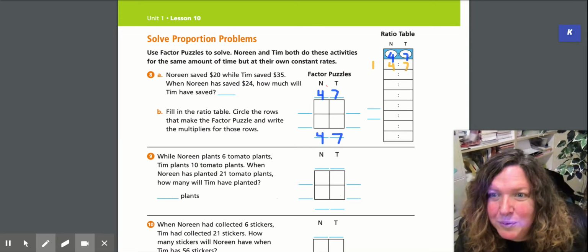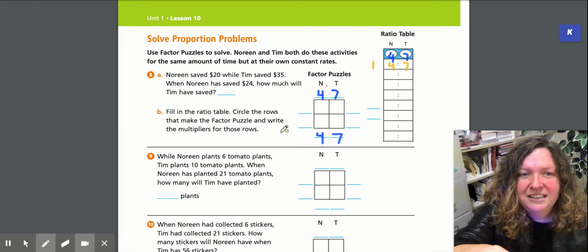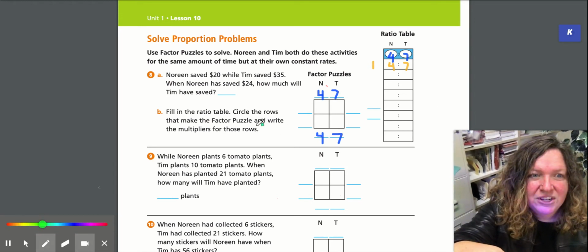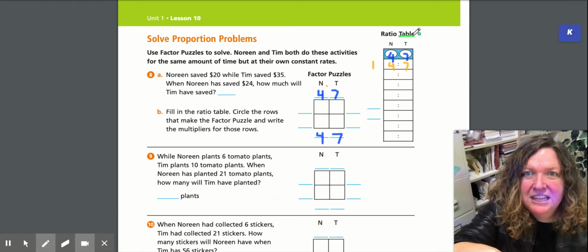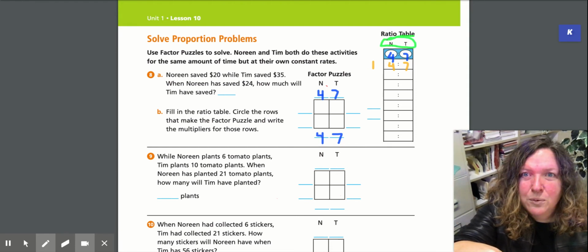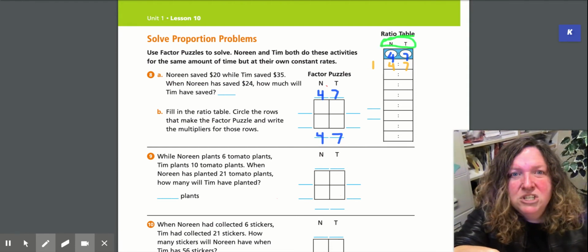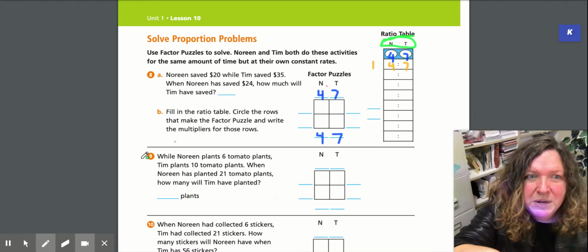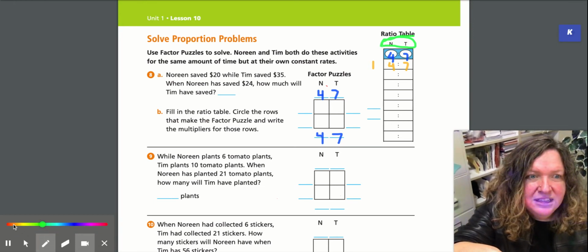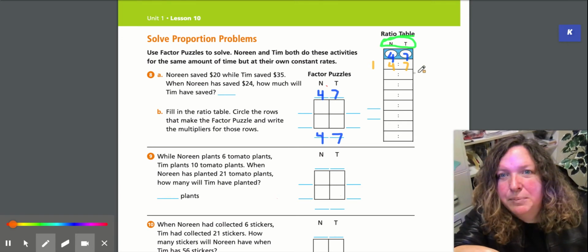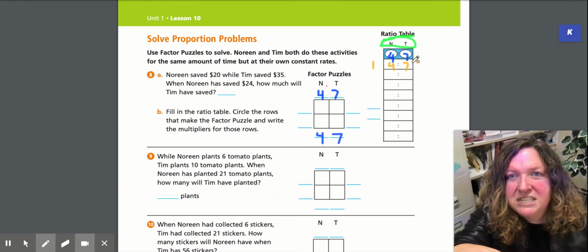Now, how do I know where Noreen and Tim are going to go on this? Take a look. It's the labels. You've got to label it to make sure you're in the right spot. N for Noreen, T for Tim. So every time I'm putting in Noreen's number, I've got to put it under the N for Noreen. Every time I'm putting in Tim's number, I've got to put it under the T for Tim.